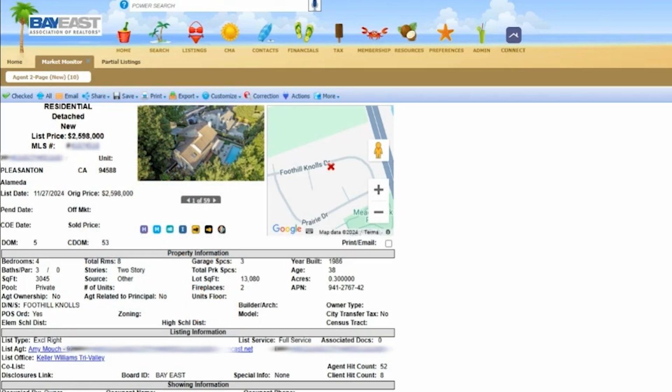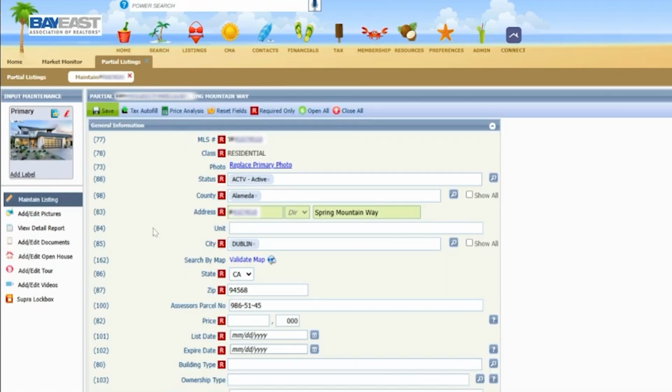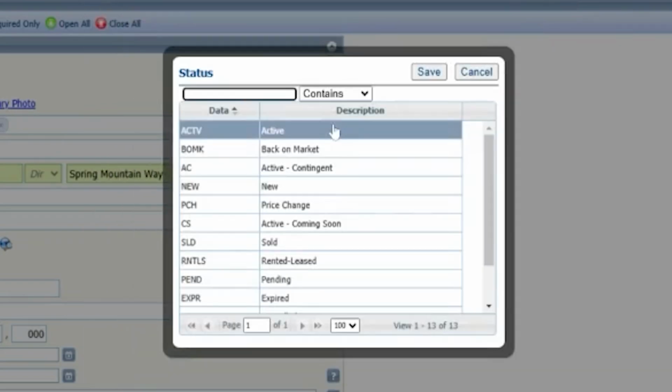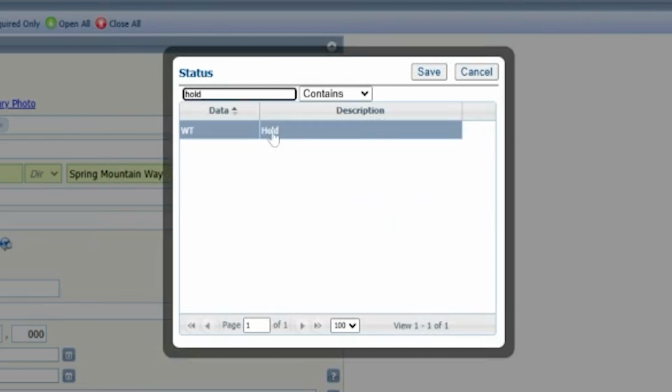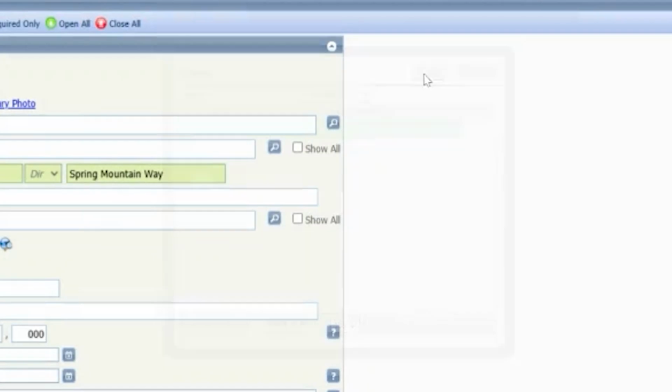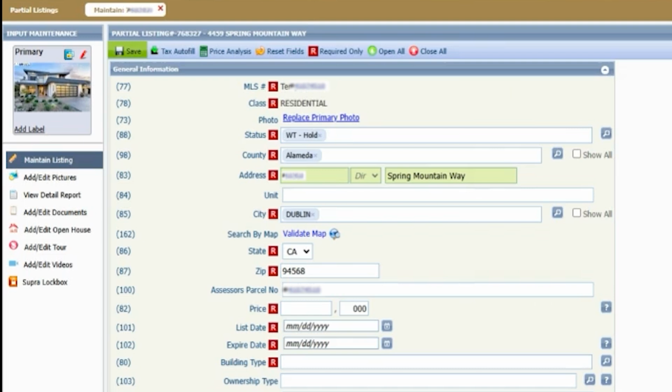The DOM tracks how long one particular MLS number has been on the market. But sometimes a client requests that we take a listing off the market temporarily and bring it back on later. You can choose to hold the property by changing the status. That pauses the DOM and CDOM until you bring it back on the market again, which resumes the counter. This does not require a new signed listing agreement because the listing was just temporarily off the market.